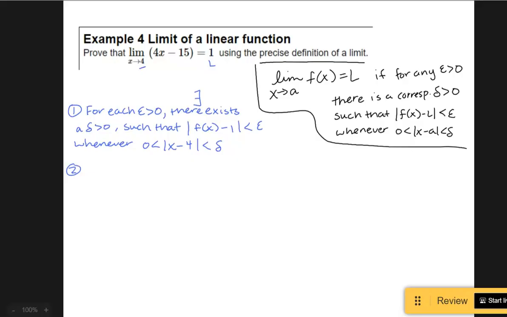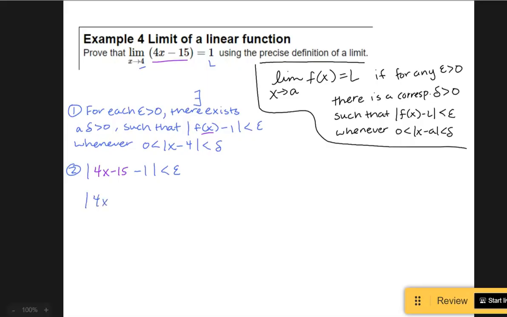Now f of x I'm going to replace with my function. So I'm going to be working with the absolute value of 4x minus 5 minus 1 is less than epsilon. I'm going to be working with this inequality, and I want it to somehow have an x minus 4 on the inside of the absolute value by itself. Well, that's not too hard to do.